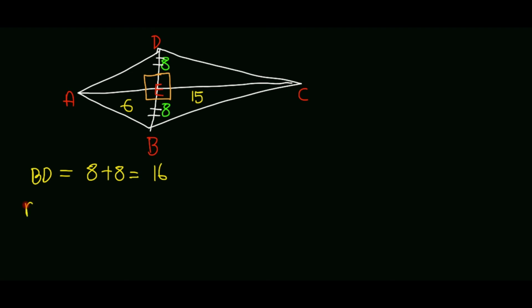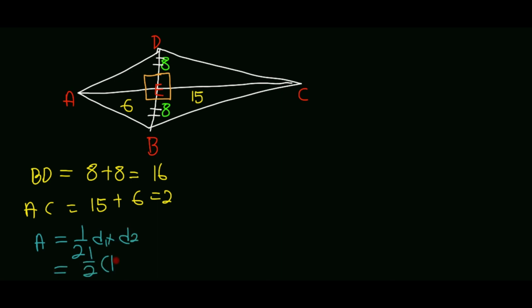And then diagonal AC is 15 plus 6, which is 21, and then from there you can easily find the area, because area is equal to half times diagonal 1 times diagonal 2, which is the same as half times 16, remember this is 21, times 21, and then the answer is 168 square units.